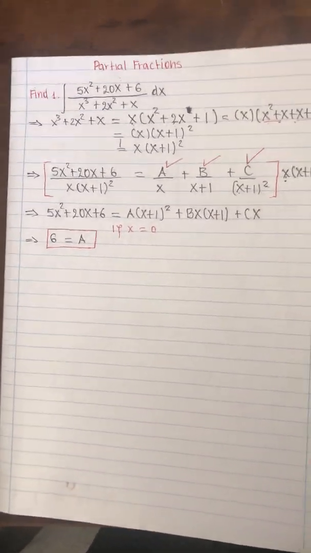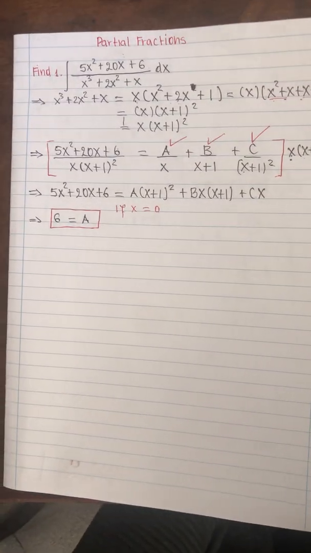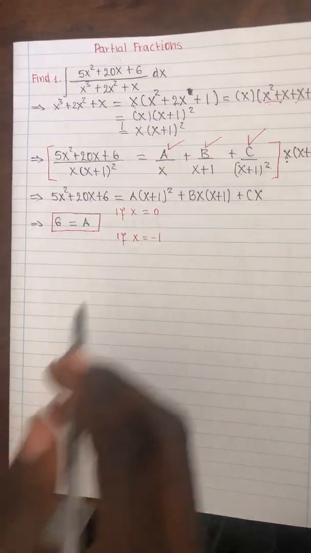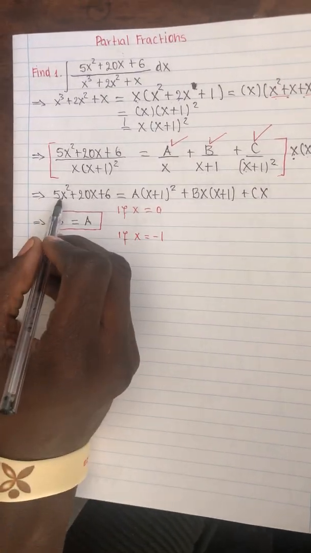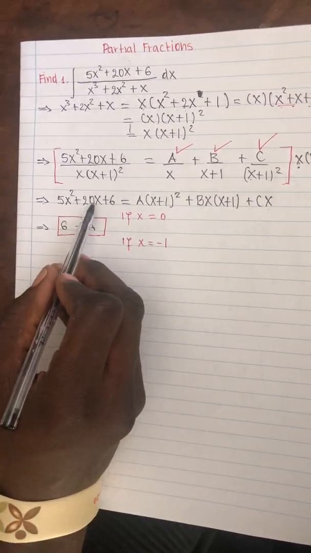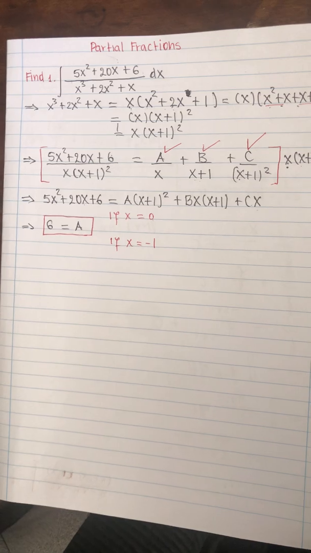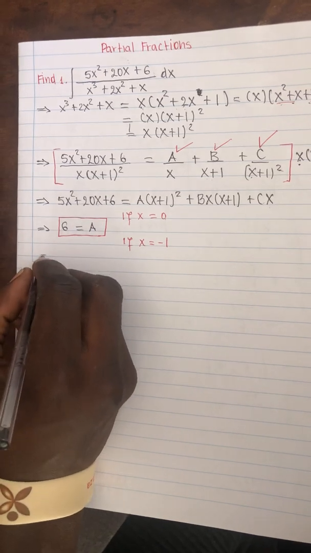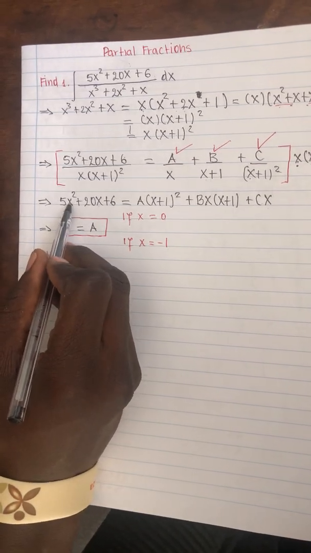Now let's see how to find the value of C. If x is negative 1, I'm going to put negative 1 where there is x. If I put this negative here, it's going to be positive, so positive 1 times 5 is 5. Here it's going to be negative 20, plus 6. So I'm left with 5 plus 6, which is 11, minus 20. So we're only left with negative 9 on this side, if you plug in minus 1.